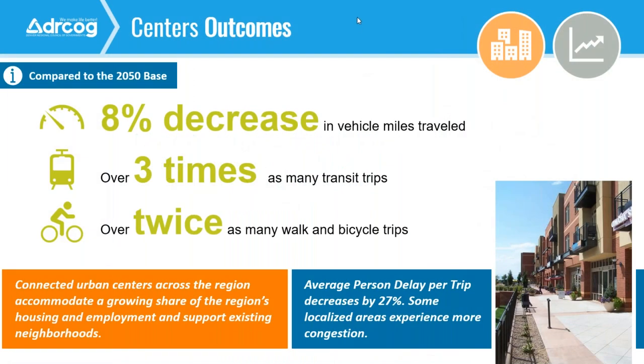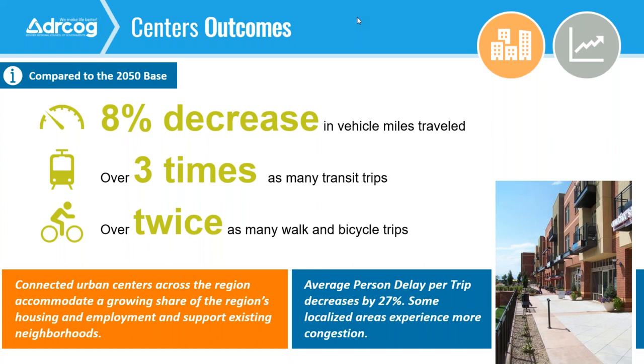So again, just like with the infill scenario, we first ran the center scenario by itself, not in combination with anything else. We just ran it by itself, comparing to the 2050 base. As you see, we saw an 8% decrease in vehicle miles traveled just from this land use scenario. We saw over three times as many transit trips compared to the 2050 base, and over twice as many walk and bicycle trips in this scenario.